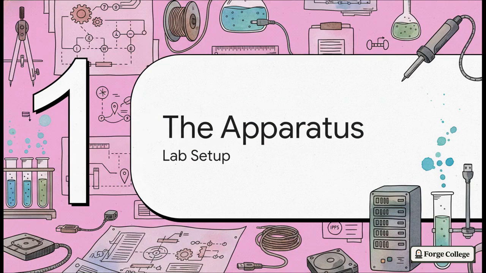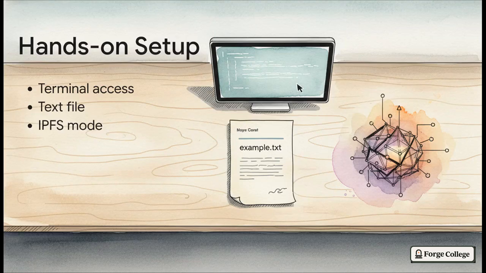Section 1. The apparatus. Setting up the lab environment. You really don't need much to run this blueprint, honestly. Just 3 things. First, terminal access. That could be Mac OS, Linux, or Windows subsystem for Linux, whatever you prefer. Second, just a really simple text file. Let's call it example.txt, and maybe just type a basic sentence inside it. And finally, you need an IPFS operating mode. It's a super minimalist setup, but it is incredibly powerful.